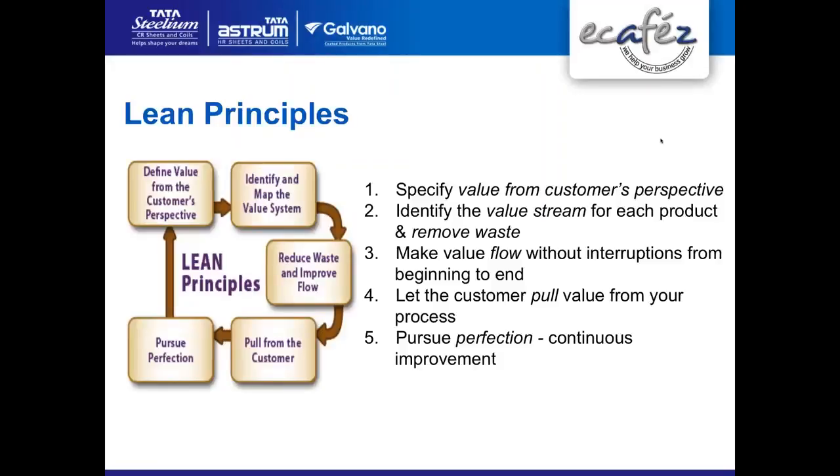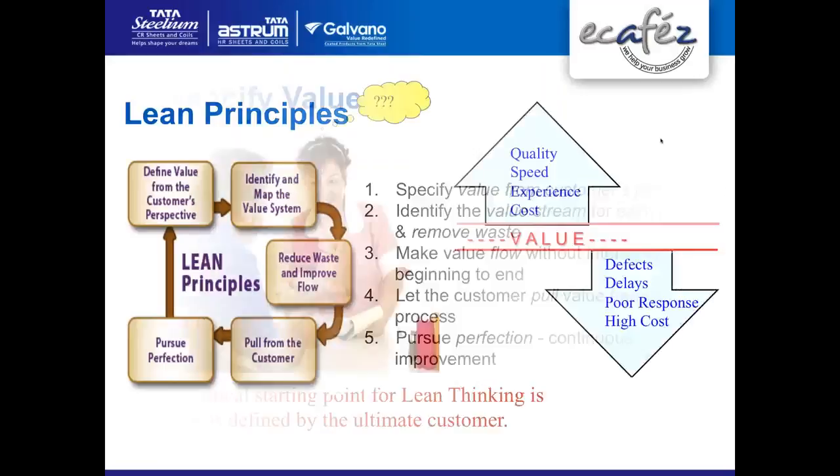The fourth is let the customer pull value from your process. Overproduction is one of the main problems of increasing cost. It means we must produce only at the signal of the customer. Production should be made only against demand. Your system should be so sensitive that whenever demand comes, it is immediately known to the company and it should produce. And the fifth one is pursue perfection. This is not a one-time activity. Continuously we have to improve so that perfection is always raised to the next degree. So putting these five principles into practice is the implementation of lean manufacturing.